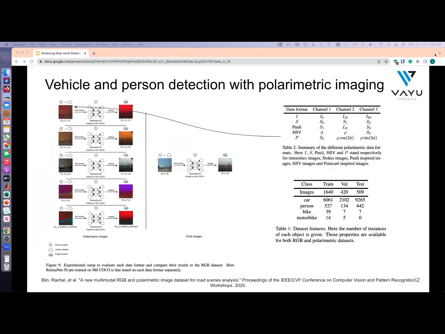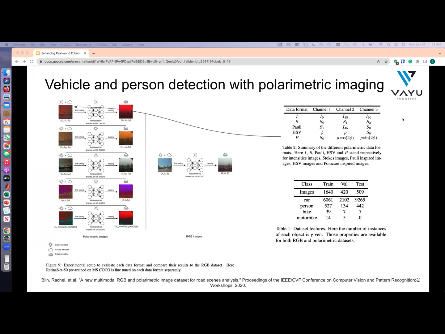And one recent work in 2020 is where a group of researchers in France were trying to see whether using polarization will help you perform vehicle and person detection better in severe weather. So for the experiment setup, they want to explore which kind of representation of polarization works best.